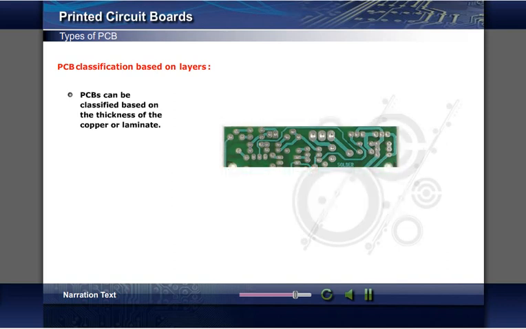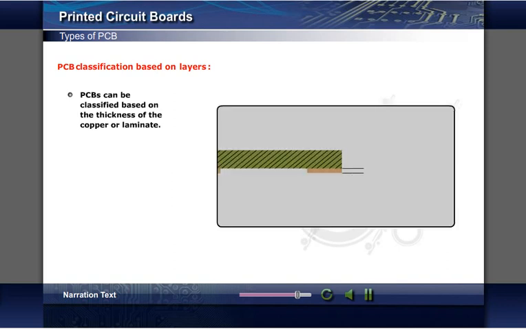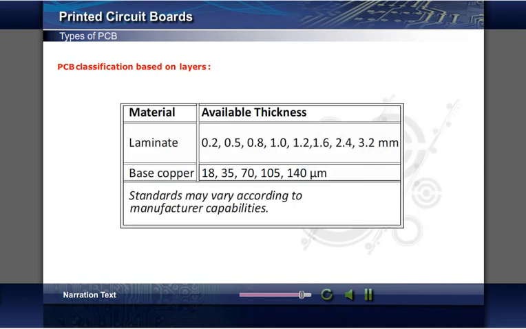PCBs can be classified based on the thickness of the copper layer and substrate. The standard thicknesses of laminates and copper are shown on screen. These classifications are not applicable to flexible PCBs.